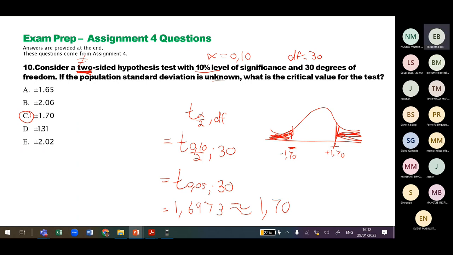Because it's two-sided. If it was one-sided, you would look at the sign. The less than will be on the negative. The greater than will be on the positive. It's not always that, but that's how you can assume the things will be.